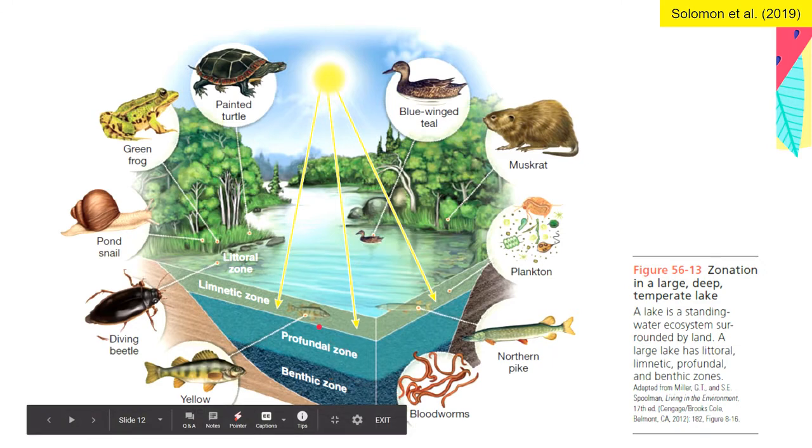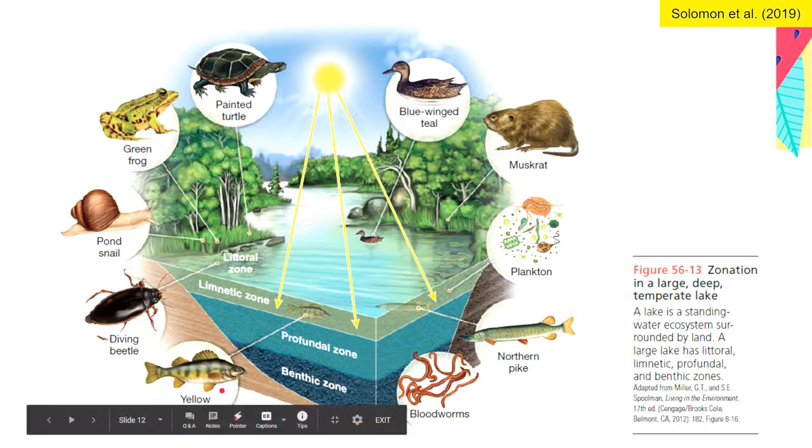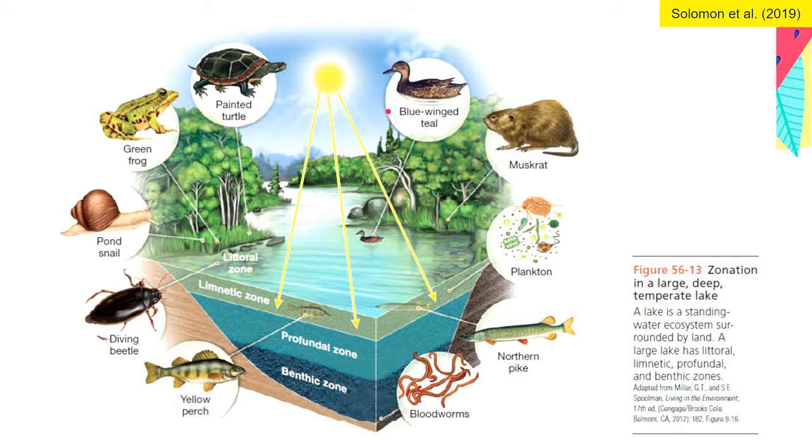These are just examples of organisms that you can find in a large temperate lake: turtles, frogs, snails, beetles, fish, different species of fish, worms, plankton, muskrat, and some birds such as this blue-winged teal. Ducks and different types of birds can also exist here.